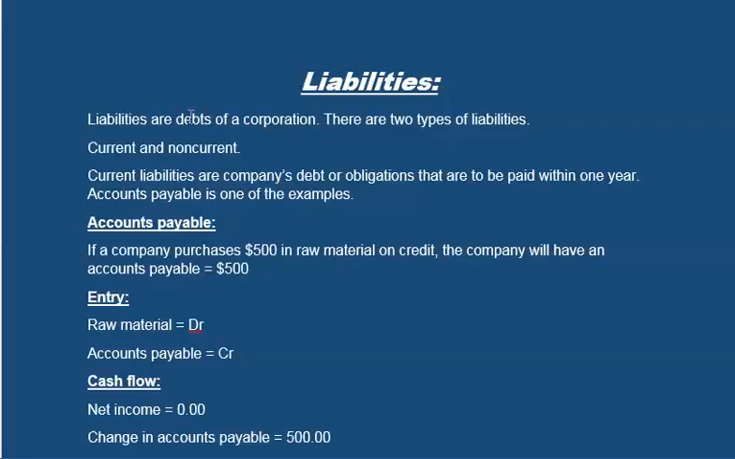Liabilities. Liabilities are debts of a corporation. There are two types of liabilities, current and non-current. Current liabilities are a company's debt or obligations that are to be paid within 1 year. Accounts payable is one of the examples.